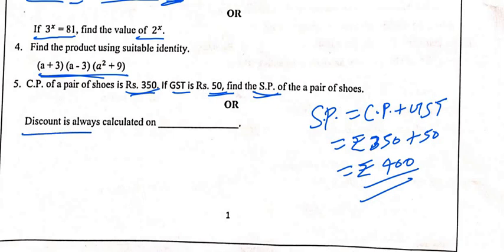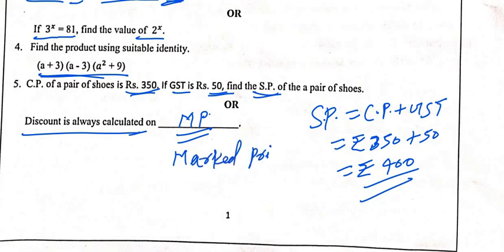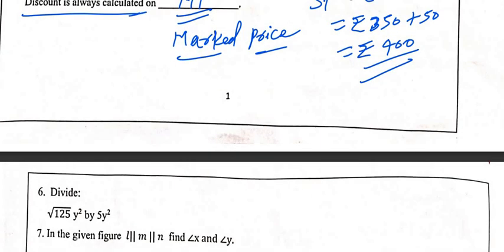Or if it is given, discount is always calculated on marked price. So either you will write MP or you can write marked price, because discount is always calculated on marked price.